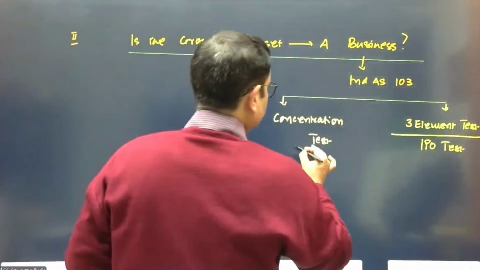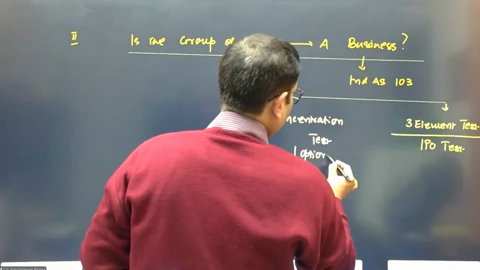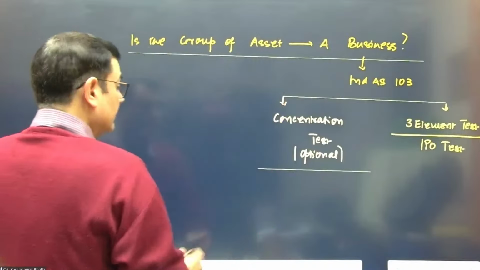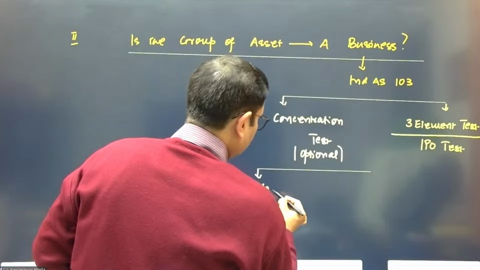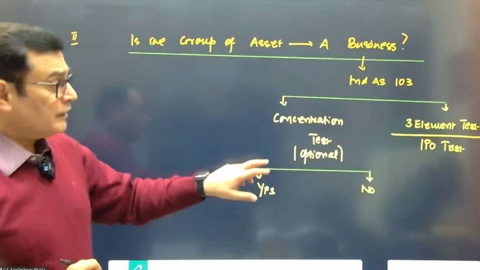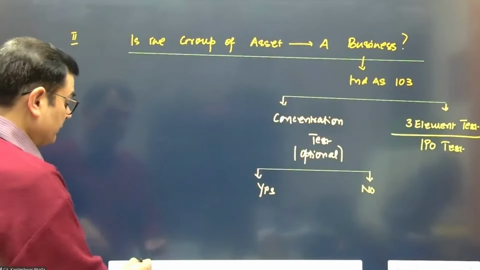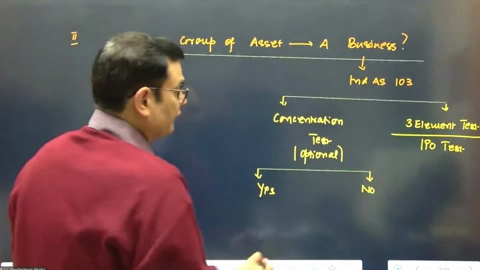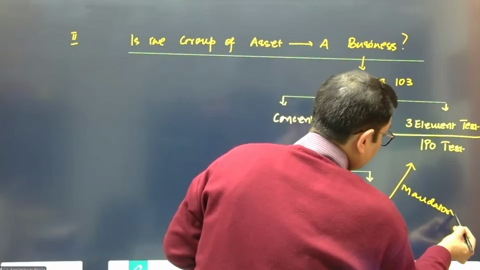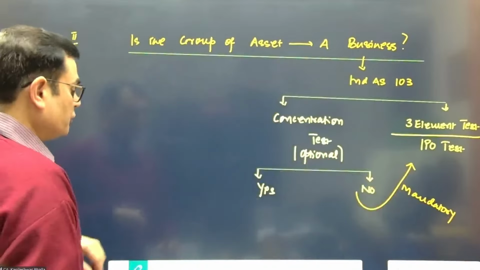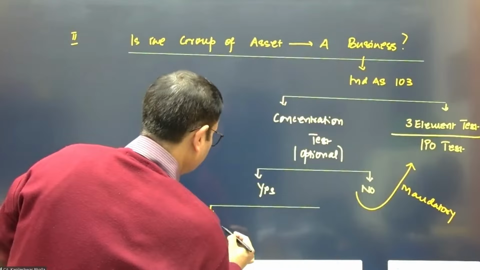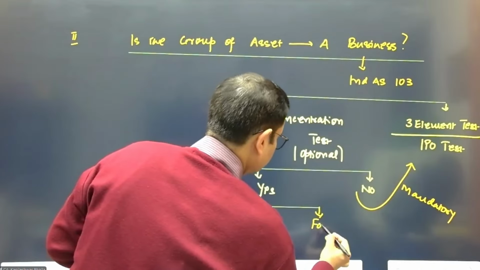Now, this concentration test, as you would rightly remember, is completely an optional test. So what are the permutations and combinations which could trigger? The company chooses, yes, I'm applying a concentration test, or the company says, no, I'm not applying a concentration test. If you say, no, I'm not applying a concentration test, then in this particular case, you have to, on a mandatory basis, apply the IPO test. And if you choose to apply the concentration test, then either you pass the test or you fail the test.